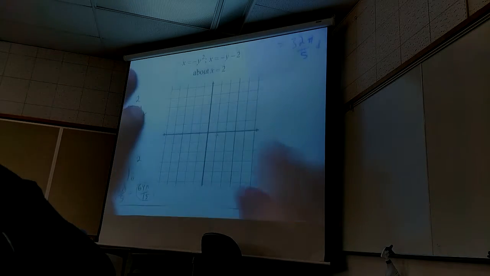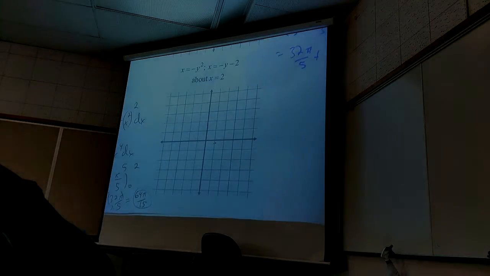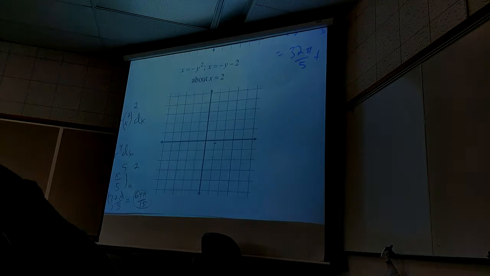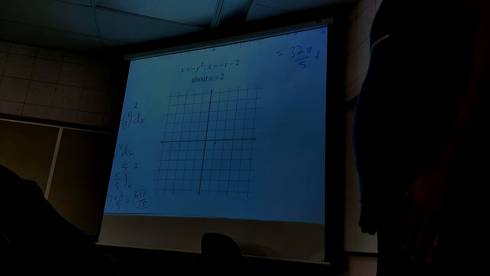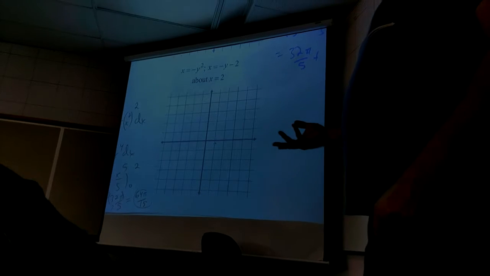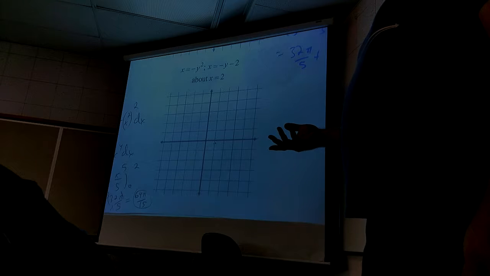All right, try to sketch this last one here. So it's negative y squared, so it should be sideways, but it's opening. Yeah.